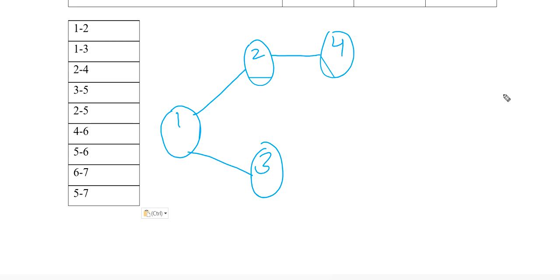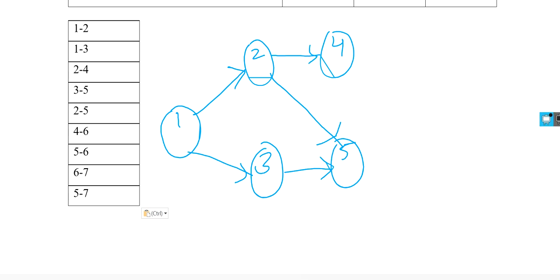2 to 4. Then there is 3 to 5. Then we have 2 to 5. So we'll join 2 to 5. So we can make these arrows so that we'll understand that we are moving from 2 to 4 or 2 to 5.